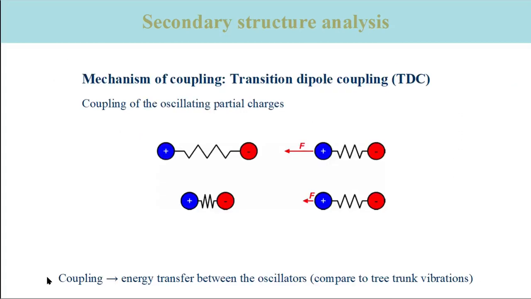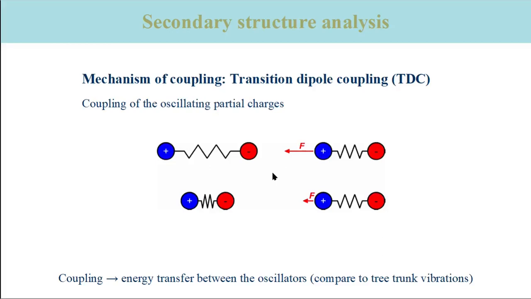I will now explain the origin of the coupling of the amide 1 oscillations on different amide groups. This coupling has its origin in the electrostatic interactions between the oscillating partial charges on the atoms. Figure shows a classical dipole, here, where two partial charges are connected by a spring.